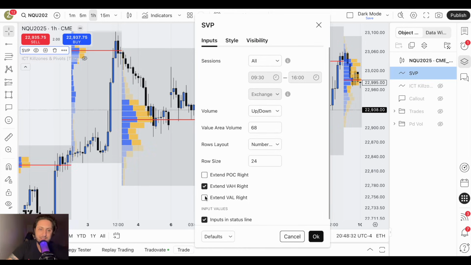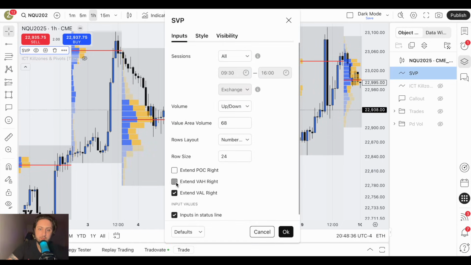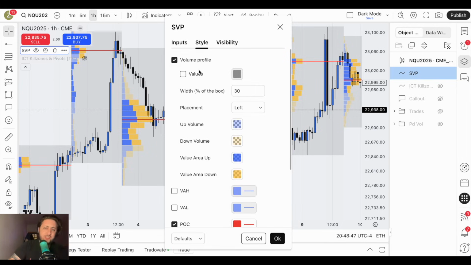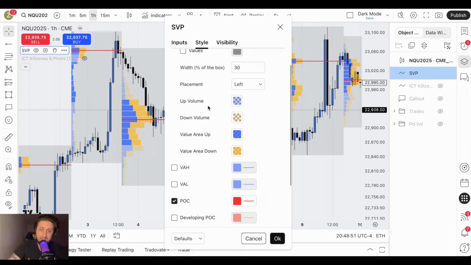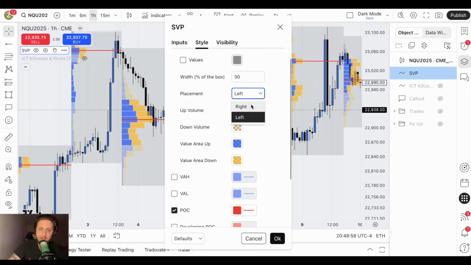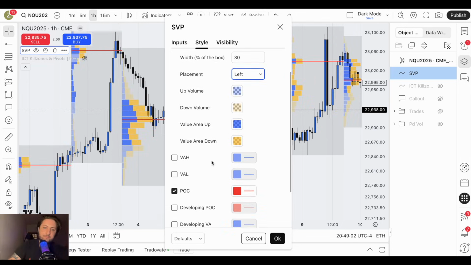You could also extend the value area high or the value area low, and it will extend those levels out for you. But again, that's mostly aesthetics, and that's why I don't have any of these checked off. Input values, this is just the standard, so just keep that checked. The style, again, the volume profile, you obviously want that up there, so that's going to stay checked. The width of the box, again, that would be here. I use 30. I keep it placed on the left, but you have the option to place it on the right. Again, that's just personal preference.